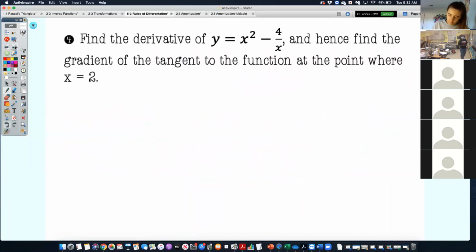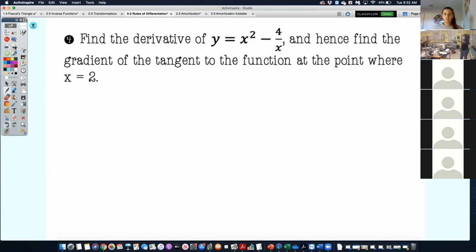All right. So now that we know the rules, instead of doing the formal definition, we can use these rules. Don't forget it. Keep it there, because if it ever asks you to show that the derivative is something, you use the formal definition to show that the derivative is what it is. But if it just asks you to find the derivative, then you use the rules. Such as this one. It says find the derivative of y equals x squared minus 4 over x, and hence find the gradient of the tangent to the function at the point where x equals 2.